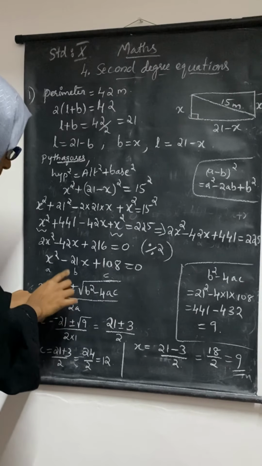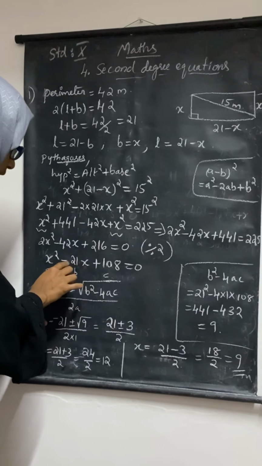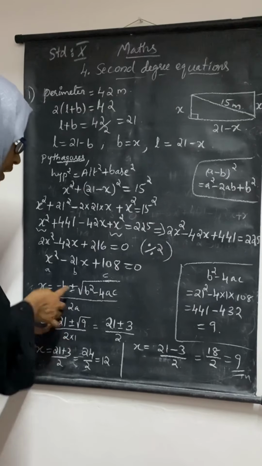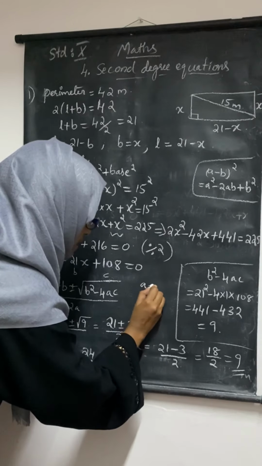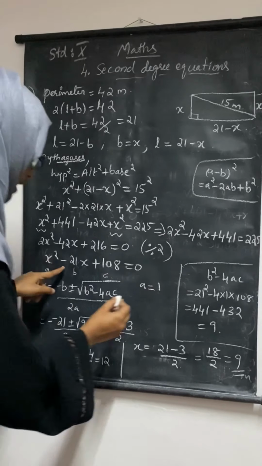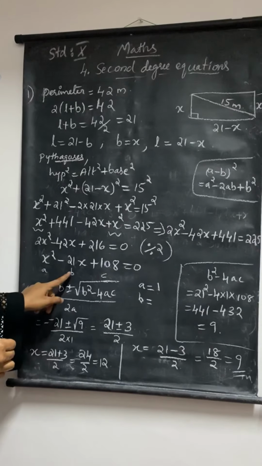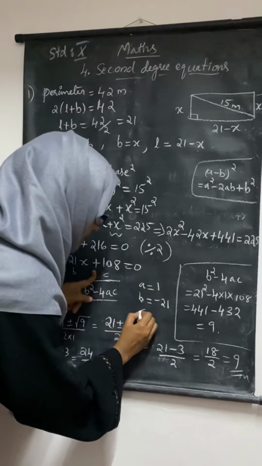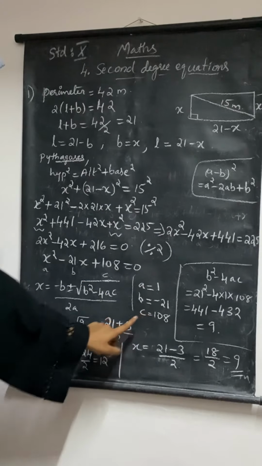Minus b means b here. What is your b? Along with the x coefficient, what do you have? Minus 21. The minus is already there in the equation, so that minus you have to put. What is actually b? That is −21. If you want, you can write a is equal to 1, the x² coefficient, b is equal to −21, c is equal to 108. If you do it like this, it is easy for you.